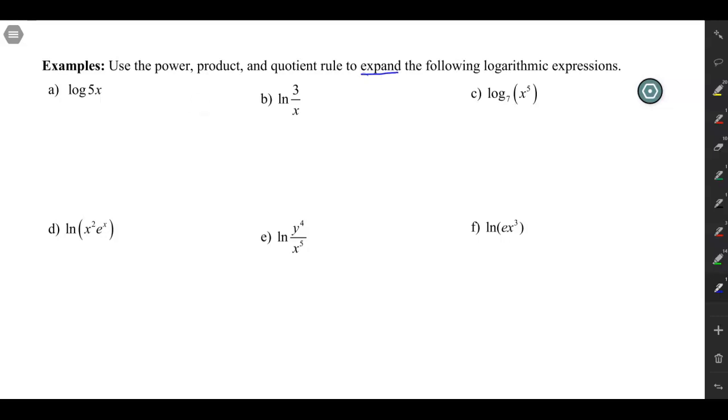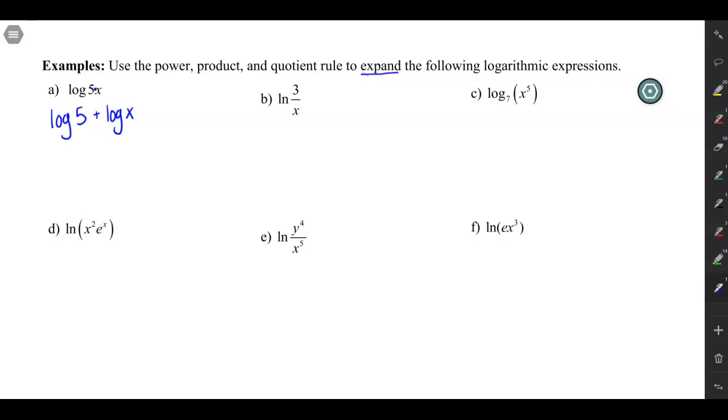So in A, I have the log of 5x. And again, this is like a 5 times x, which means that I can use my product rule and make it log of 5 plus the log of x. One thing to note here is that there's not a base on this log, so it's a common log, which means the base is 10, and I don't have to write it.